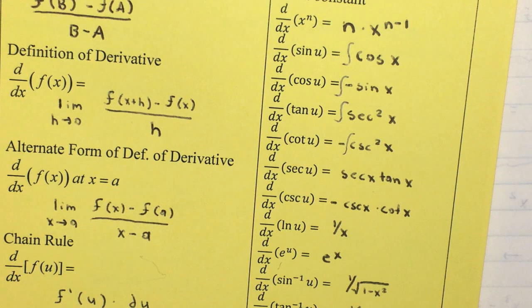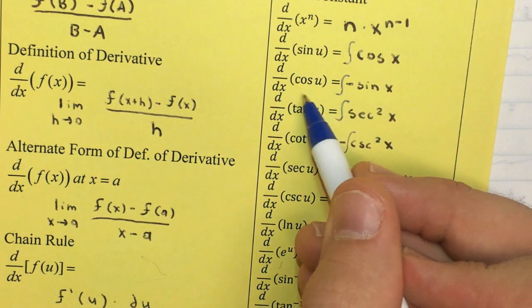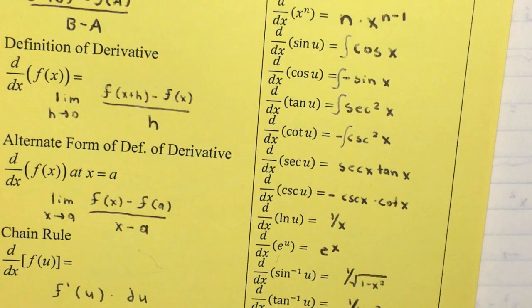Yes, ma'am? So is the integral of positive sine negative cosine? Yes, the integral of a positive sine would be a negative cosine. You still have to have that negative in there. It just flips to the opposite side.